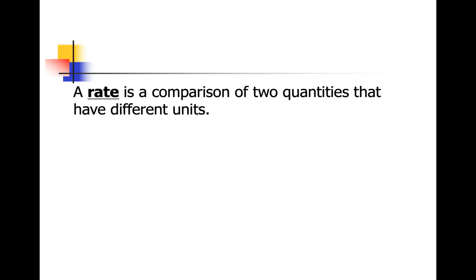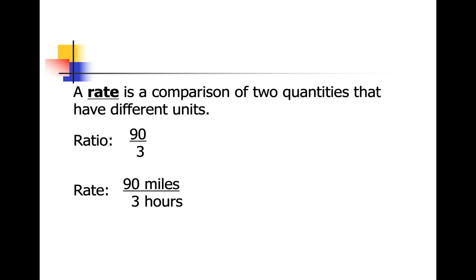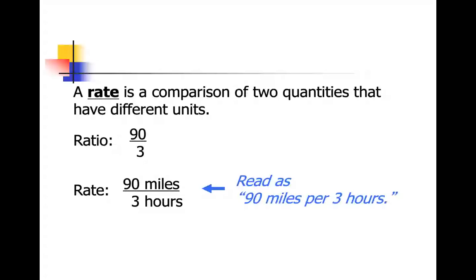So a rate is a comparison of two quantities that have different units. So what's the difference between a ratio and a rate? Well, if I have a ratio, I just have two numbers that I'm comparing. 90 over 3, okay? 90 to 3. If I have a rate, I'm comparing two quantities or two numbers that have different units. So 90 miles per 3 hours. And again, you read this as 90 miles per 3 hours. When we're talking about rates, we're talking about per something.